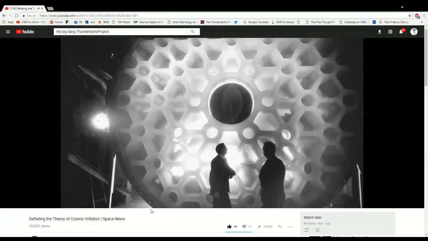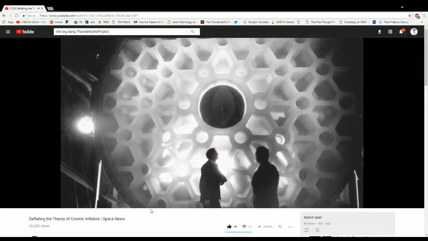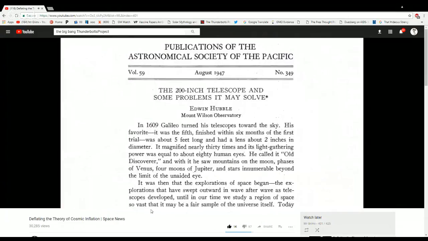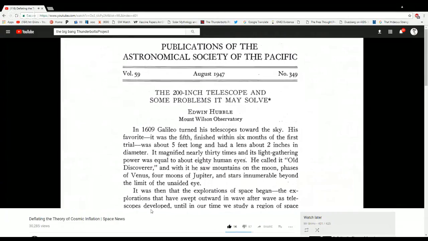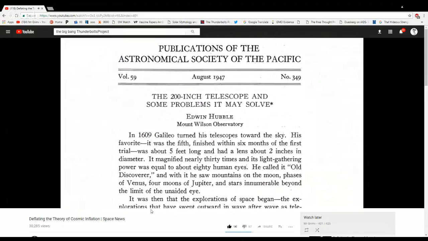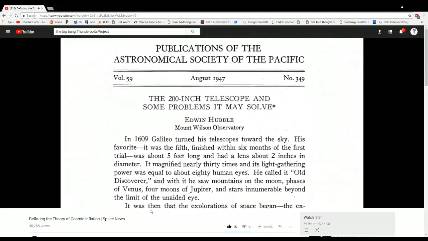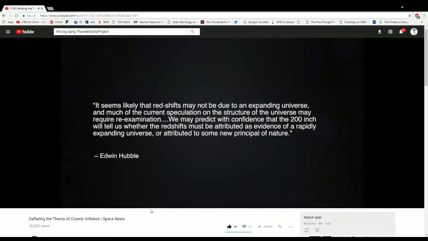In 1947, he was waiting for the new 200-inch telescope at Mount Palomar to be built. So in Publications of the Astronomical Society of the Pacific, Volume 59, number 349, he wrote, "It seems likely that redshift may not be due to an expanding universe, and much of the speculations on the structure of the universe may require re-examination. We may predict with confidence that the 200-inch will tell us whether the redshifts must be attributed as evidence of a rapidly expanding universe or attributed to some new principle of nature," unquote.